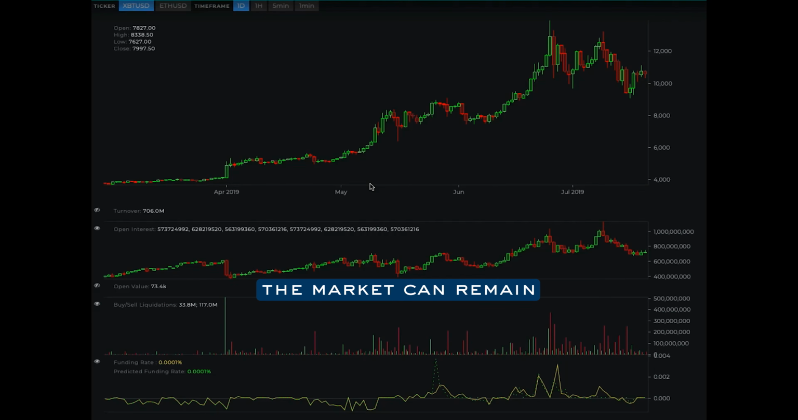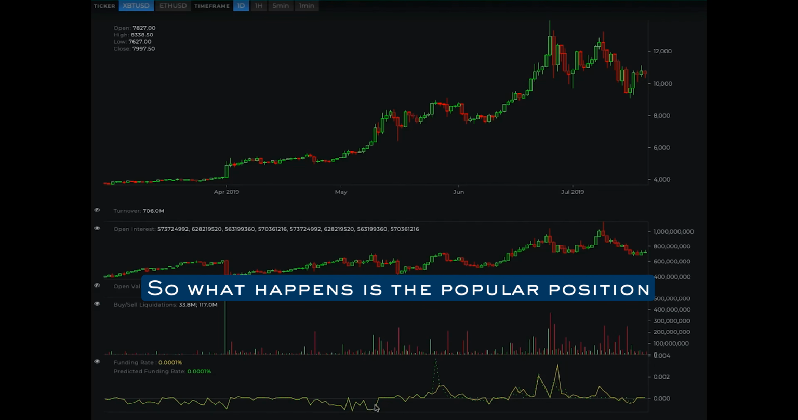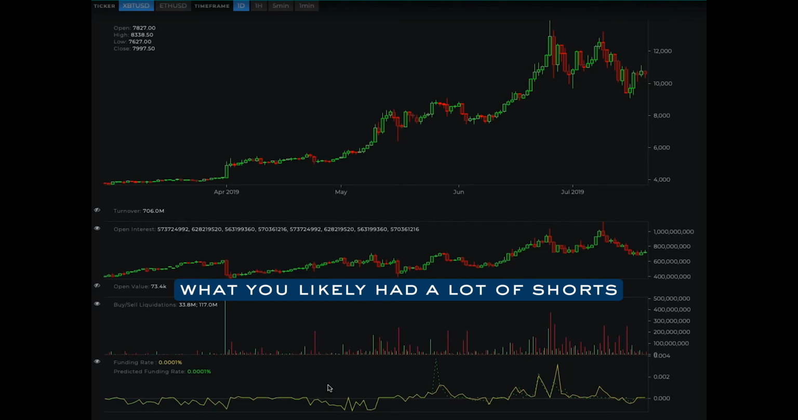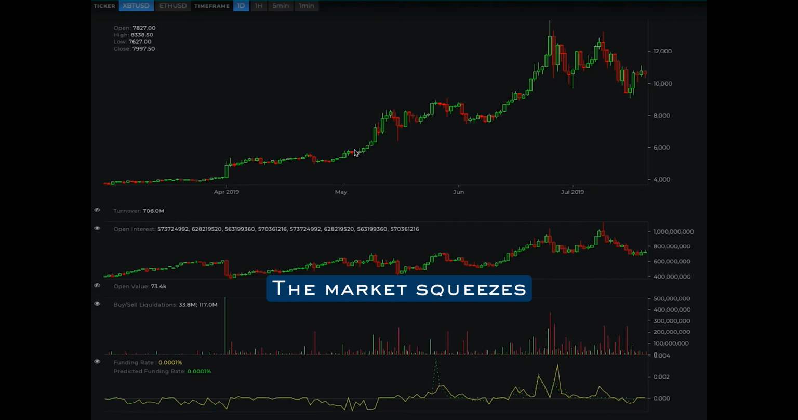So remember, the market can remain irrational longer than you can remain solvent. What happens is the popular position, indicated by the negative funding rate, was what? We likely had a lot of shorts that were trapped in this position as price began to move up. So what happens? The market squeezes. This gives you some idea of how the funding rate will give you some insight into whether an area might be setting up for a potential squeeze, whether we might be setting up for a top or a bottom.